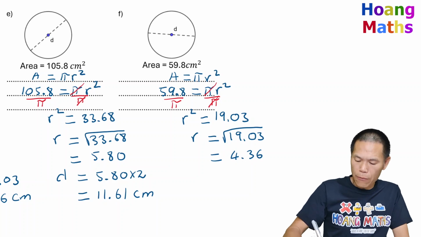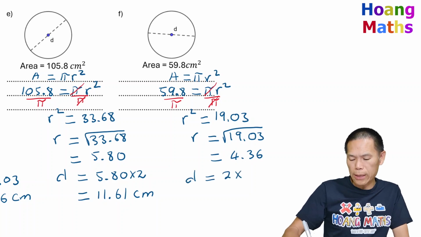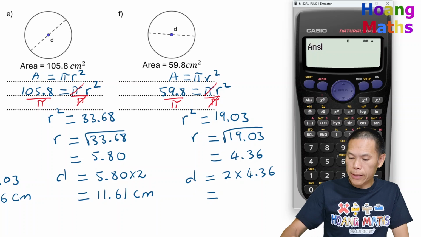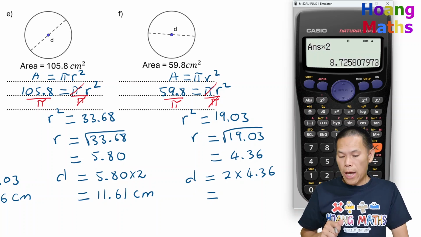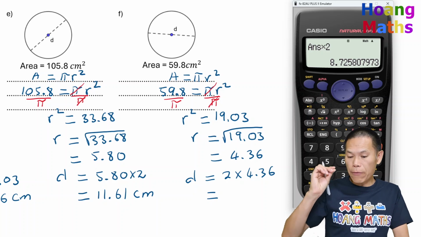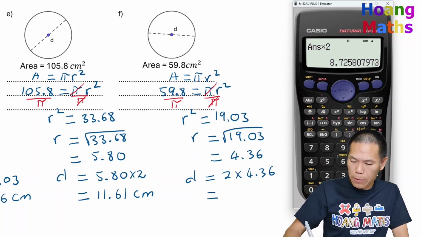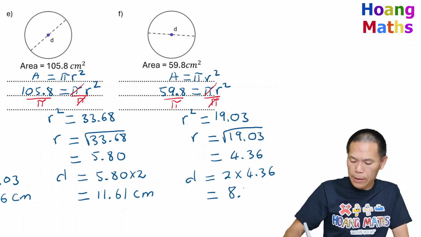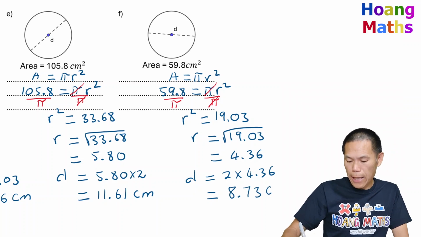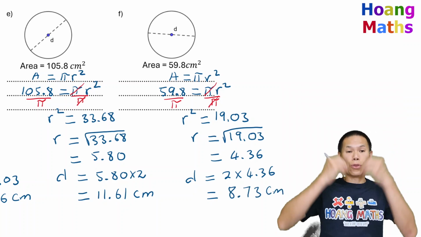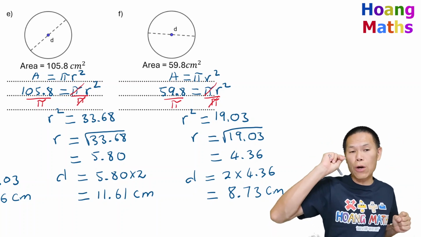So 4.36. So therefore the diameter is 2 times the radius. That is 4.36, equal to, so I just go answer times 2. So there you go, 8.73. Correct to 2 decimal places. So 8.73 centimeters. So there you go. I hope you got it correct.